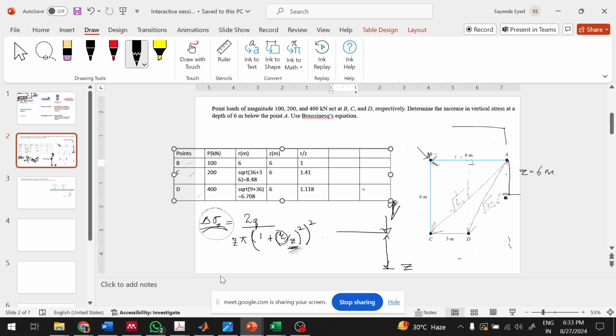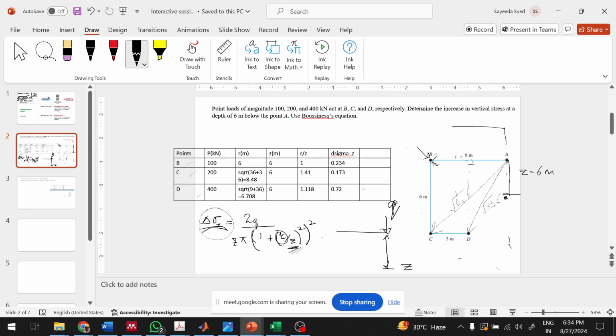you check this formula in the book. This comes out to be delta sigma z, which is 0.234 for this case, 0.173 for this case, and 0.72 for this case. Let me write this in this form because there is some error with the equation that I have written.